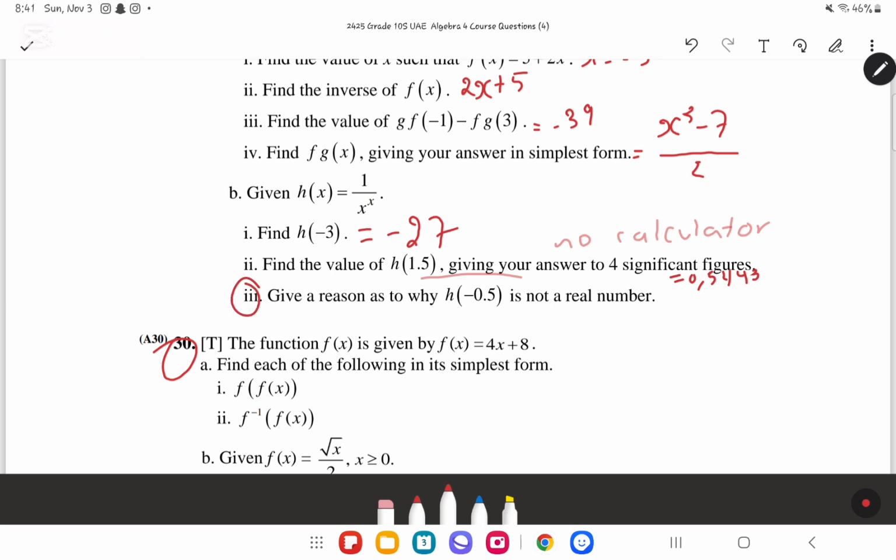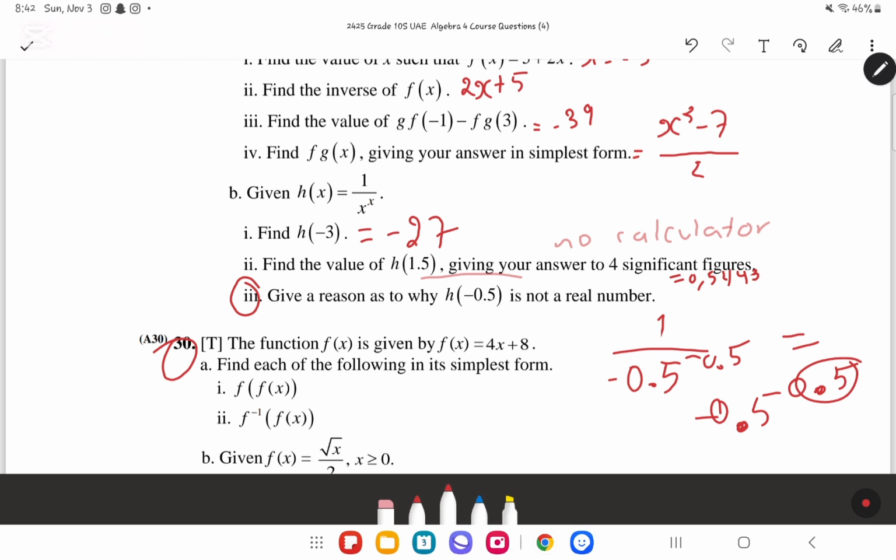Then we proceed to number 3. This is an important thing. Give a reason as to why h of negative 0.5 is not a real number. So then we're going to have 1 over minus 0.5 to the power of minus 0.5. Remember, whenever we have a negative exponent, it cannot remain where it is. It will flip the fraction. So then it becomes 1 over... No, sorry, it does not become 1. Because we flipped it, it becomes minus 0.5 to the power of 0.5.